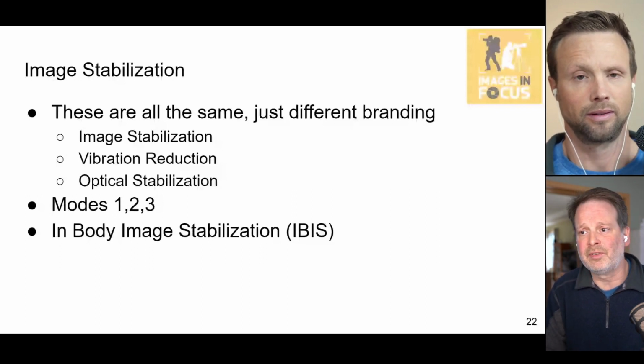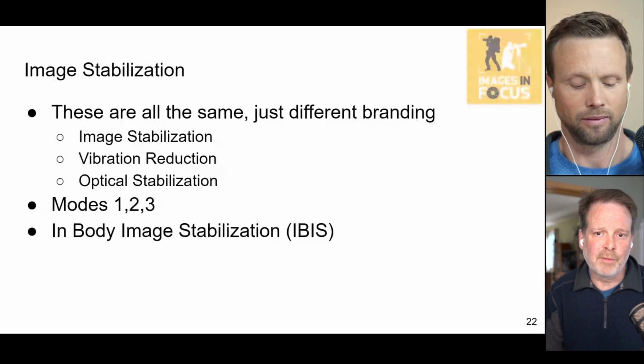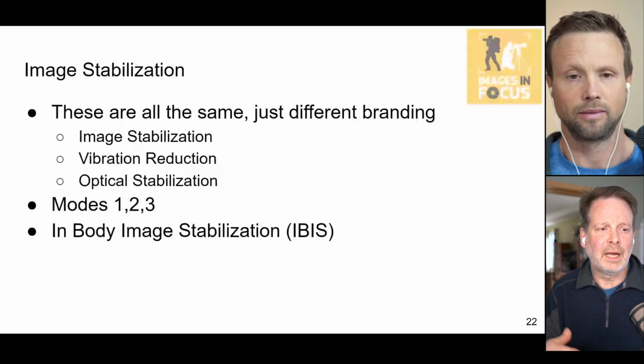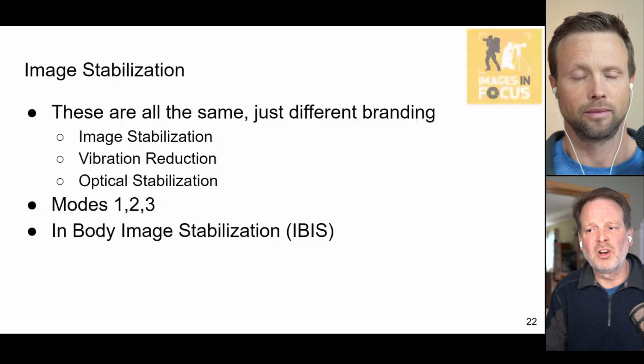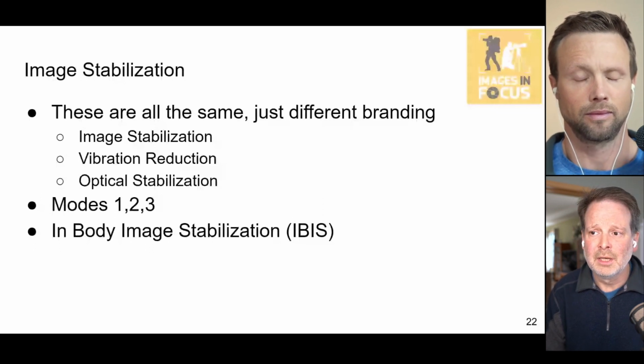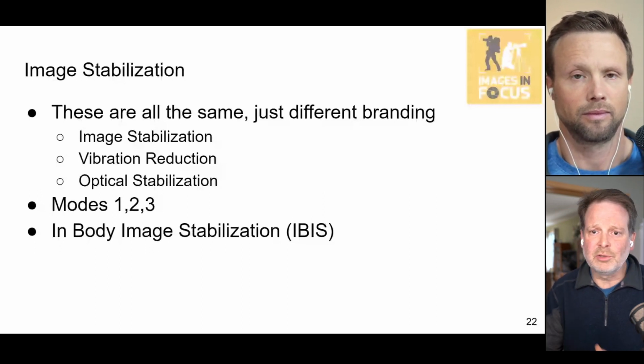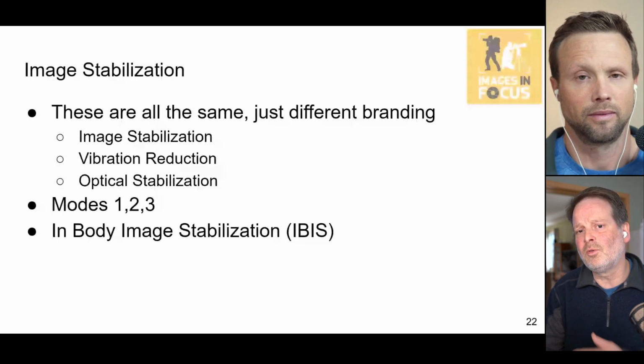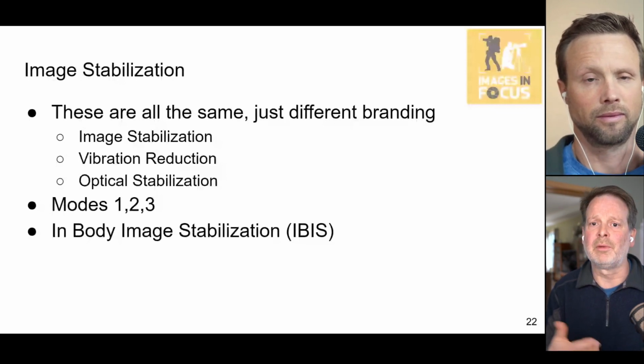Canon calls it image stabilization. Nikon calls it vibration reduction. Sony, and I think Olympus and Fuji, all call it optical stabilization. So when you see those terms, they're pretty interchangeable, but they don't all work the same. Some are better than others.